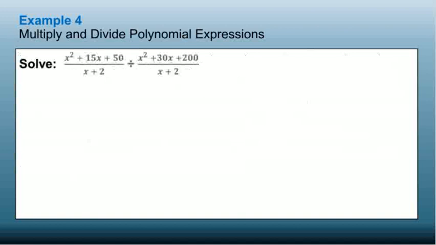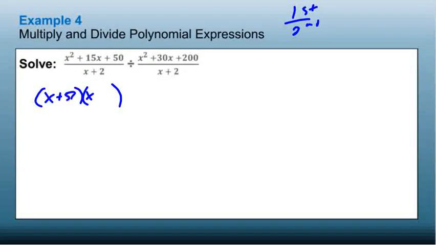For this one, we're going to write it as a division because as a ratio, it's going to be your first planter divided by your second planter. So if I'm dividing them, I'm really multiplying by the reciprocal. So I'm going to simplify these. I'm going to factor this one, so this will be x plus 5 times x plus 10. This is x plus 2 here.